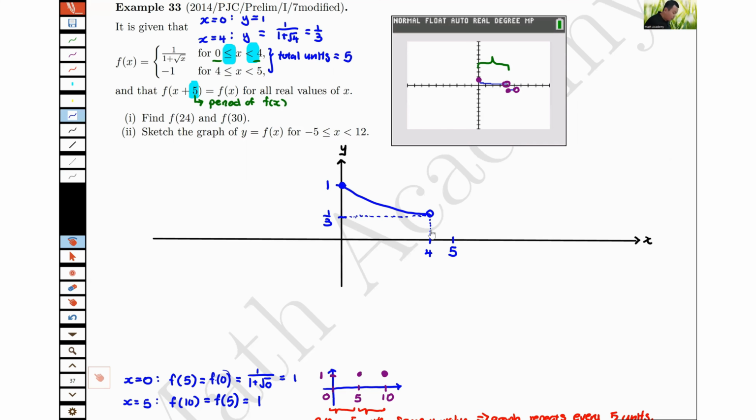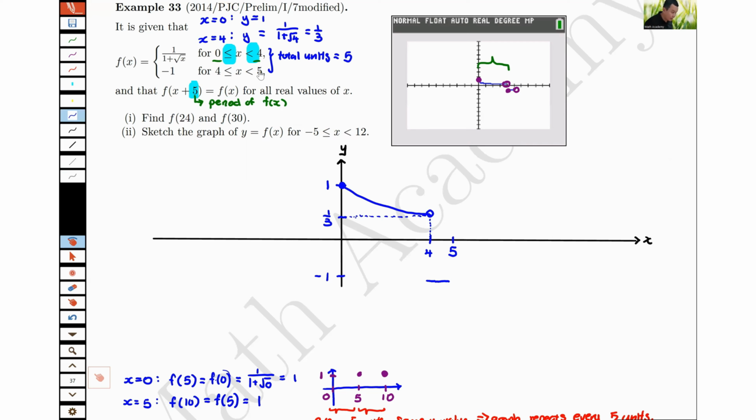Now the other one that we would like to draw is -1, and -1 is from 4 to 5. So I will indicate where is -1 on the graph. Nothing to check on the y values, everything is at -1. So we draw a horizontal straight line at -1. This is from 4 to 5.